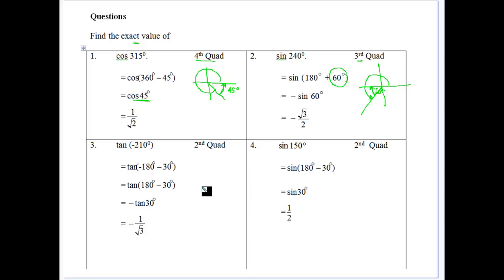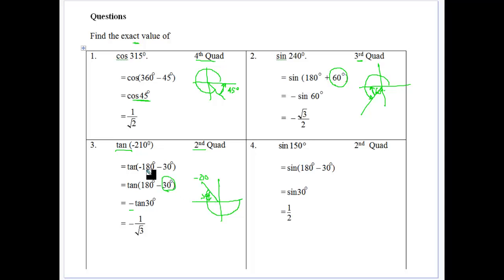Tan of minus 210: where is minus 210 degrees? That's going to go back 90, go back 180, and go another 30 degrees, and we're at minus 210. So it's in the second quadrant, between minus 180 and minus 270. We're back in the second quadrant, and tan in the second quadrant gives us a negative answer. But again, what's the angle that we go back to the x-axis? We get that 30 degrees.